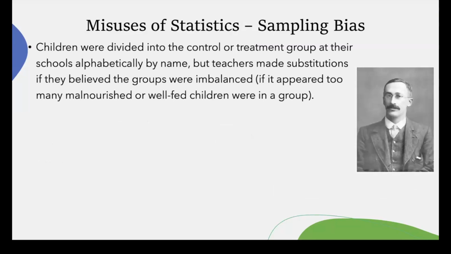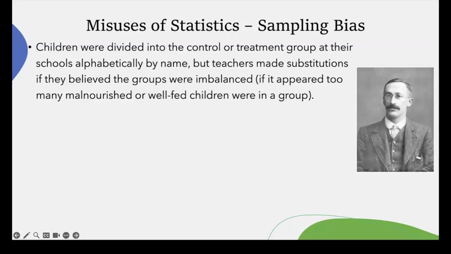The children were divided into the control and treatment groups at their schools alphabetically by their last names. But after they were in their groups, teachers made substitutions. So after they were put in through their last name, which is supposedly a non-biased approach, the teachers would hand pick and change the groups. The teachers would say, oh, well, this group looks to be imbalanced. It looks like there's too many malnourished children in this group. So I'm going to try to balance it. And the teachers would manually change the children in the control and treatment groups.